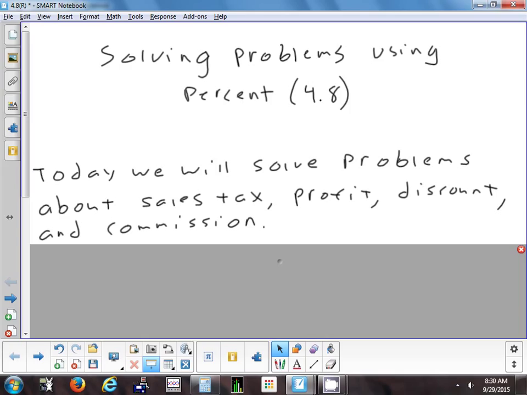Okay, so the 4 types of problems we're going to look at are, first, sales tax. That's a type of problem where when you buy an item in a store, it might say it's $10, but then when you get to the register, you have to pay sales tax, so it costs a little more. Second, profit. That's a problem where a store usually sells something for more than they pay for it.